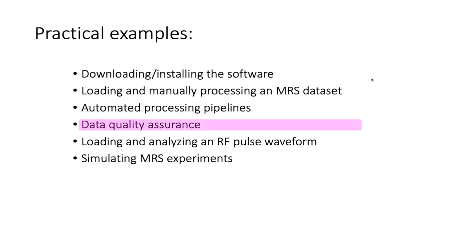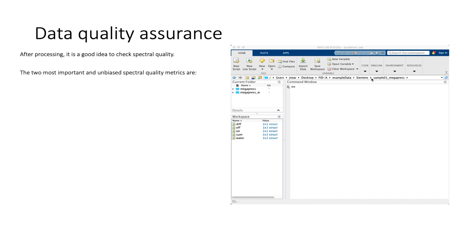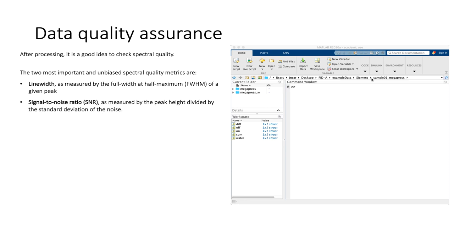Next, we'll talk about data quality assurance in FID-A. So after you've processed your MR spectroscopy data, it's a good idea to check the spectral quality. And the two most important and unbiased spectral quality metrics are the line width of the spectral peaks, and the signal to noise ratio.